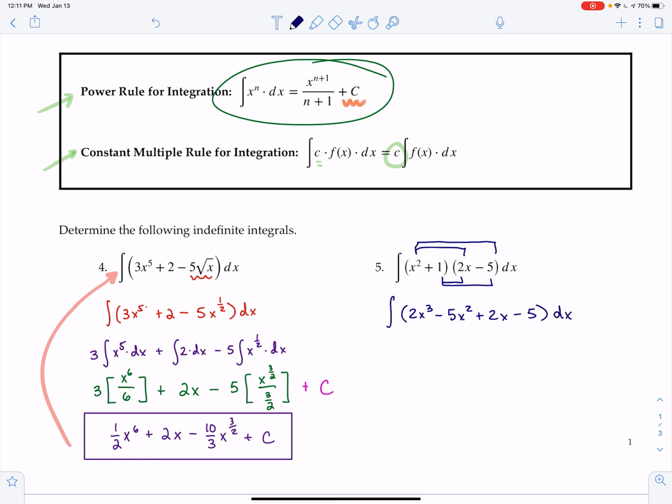and notation-wise, that dx is very important. And then we have just one nice polynomial out there, and we are going to use our constant multiple rule and separate these integrals. So this is equal to 2 times the integral of x to the third dx minus 5 times the integral of x squared dx plus 2 times the integral of x dx minus 5 times the integral of dx.